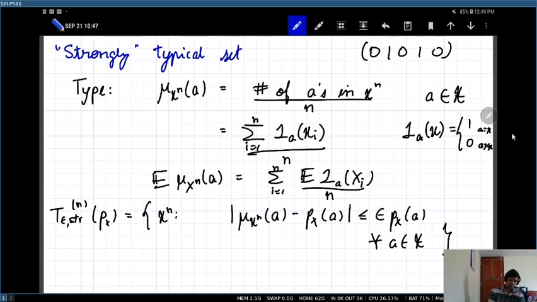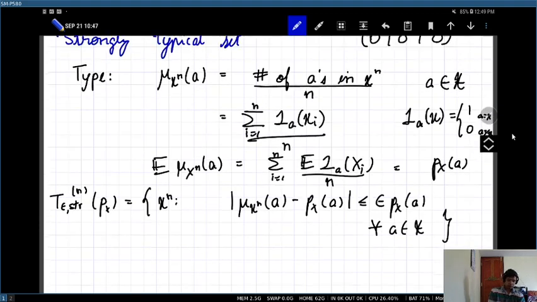Right. So the expectation of the indicator is simply equal to the probability that x is equal to a, right? Because the indicator is equal to 1 if a is equal to x and 0 otherwise. So this is simply Px of a times n divided by n. So the expected type of any IID sequence is equal to Px of a, so it's equal to the true probability. So the expected value of the type is equal to the true probability mass function.